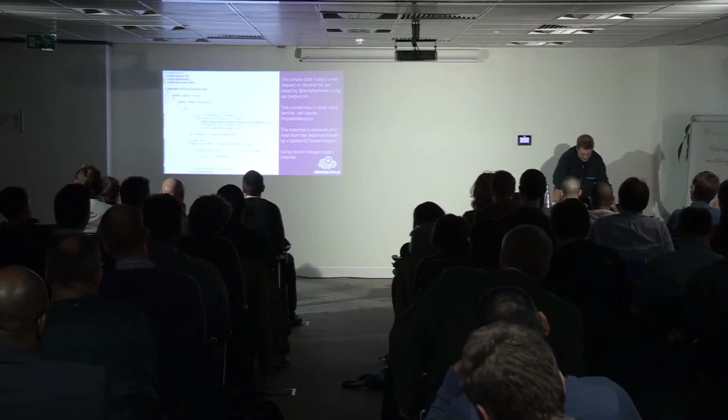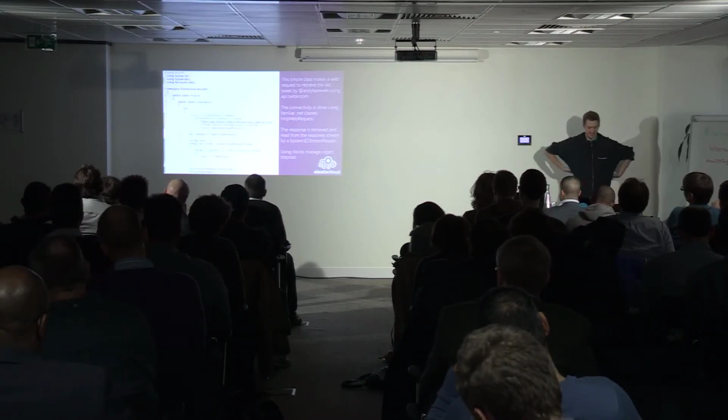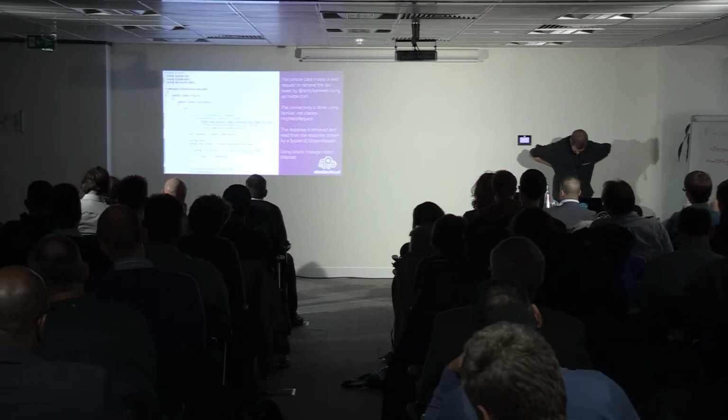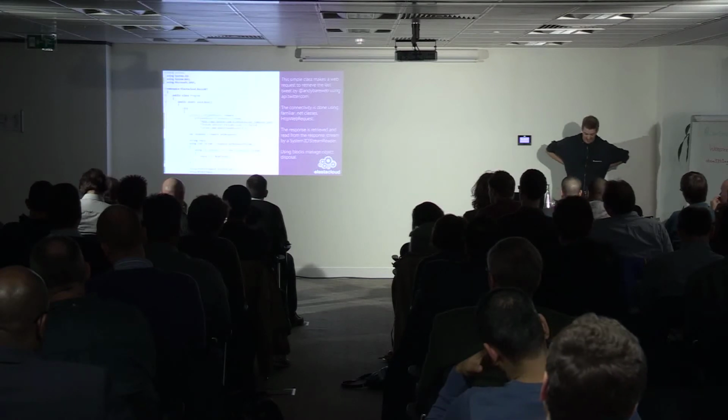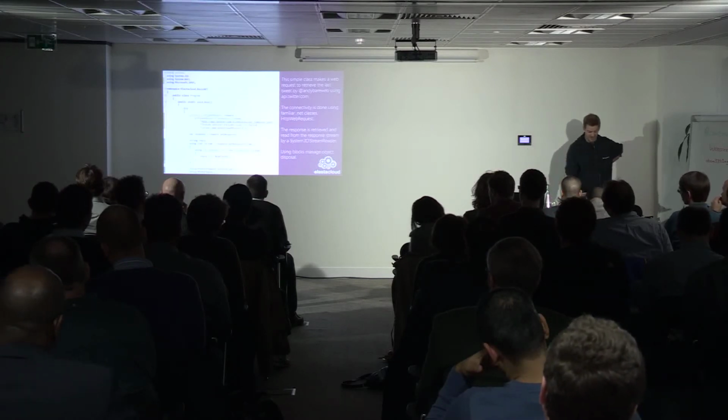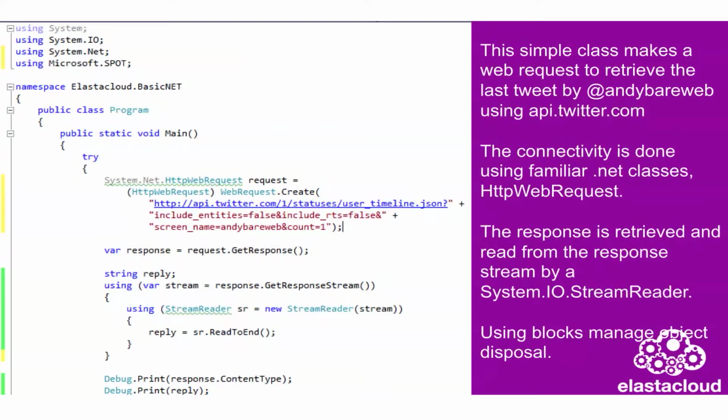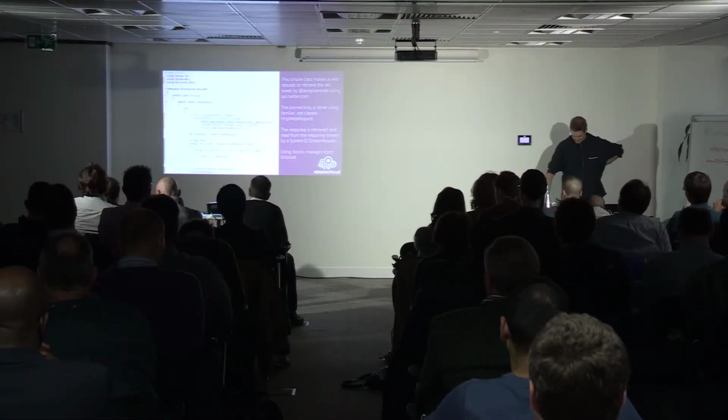So, okay, what does this do? It makes a request to Twitter's API using an HTTP web request. And then it does a stream read. And as you can see, it's got a stream reader. So simple C# constructs. It's got using statements, you know, for IDisposables. And as you can see, it's very straightforward.